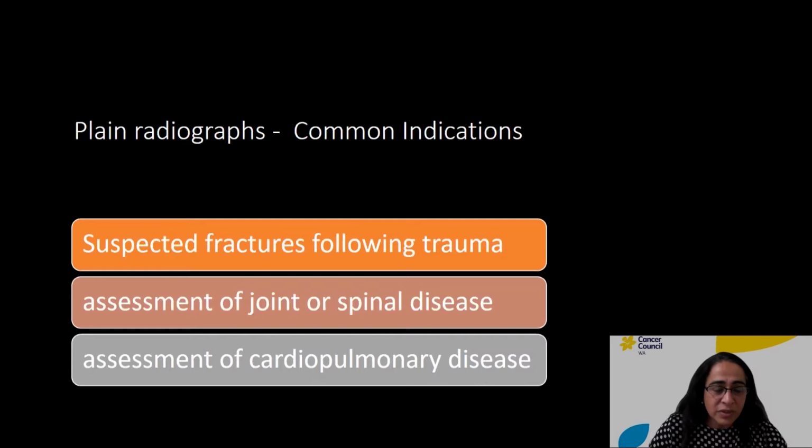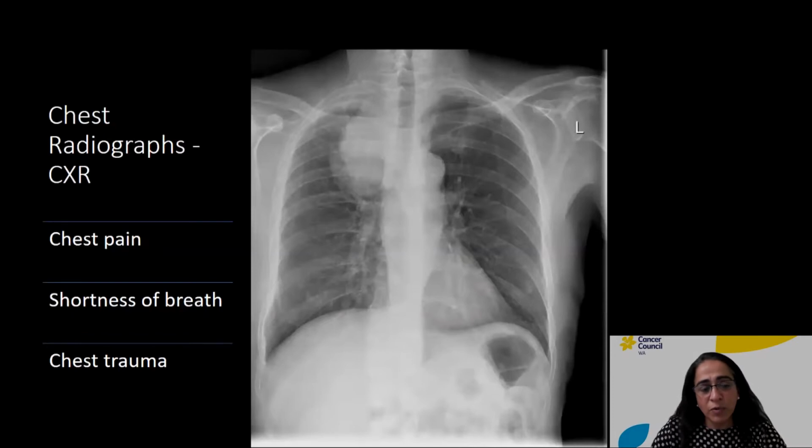So plain radiographs are used to look for fractures, assess joint or spinal disease, and to assess for cardiopulmonary disease. Chest X-rays are usually performed for anyone with acute chest-related symptoms such as chest pain, shortness of breath, chest trauma, and they're also used for oncological staging and surgical planning. In this chest X-ray, we can see there's a large mass in the right upper lobe, which is closely related to the mediastinum.